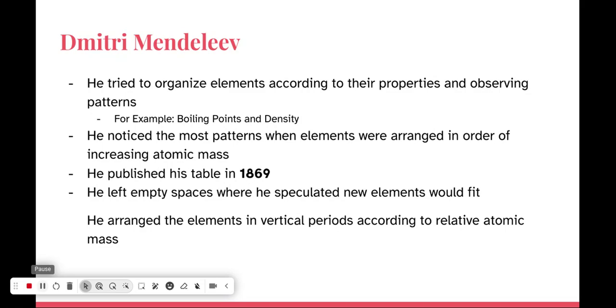Okay, so if you look at Dmitri's periodic table, you'll notice that there are empty spaces, which I'll show you in the next slide. He specifically left those empty spaces on the periodic table because he speculated that's where the new elements would fit, based on their atomic mass and their chemical and physical properties. He also arranged the elements in vertical periods according to their relative atomic mass.